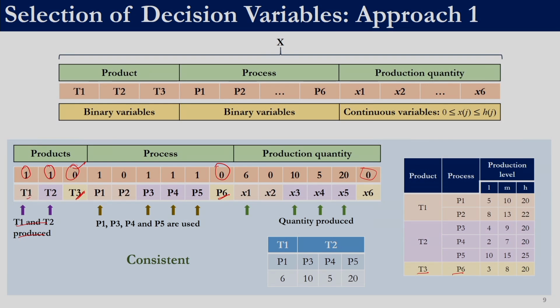Let us check for product 1. For product 1 we are using process 1. Process 2 we are saying that we will not select. Since we are selecting process 1, we also need to know how much we are producing. So this is, let us say, 6. Process 2 we are not using, so x2 is also 0, which is consistent.